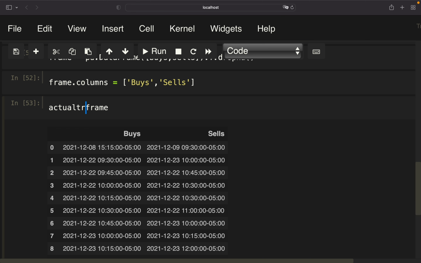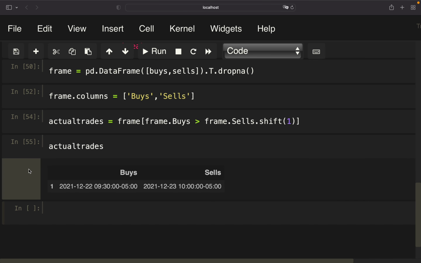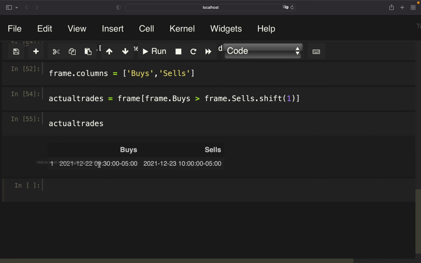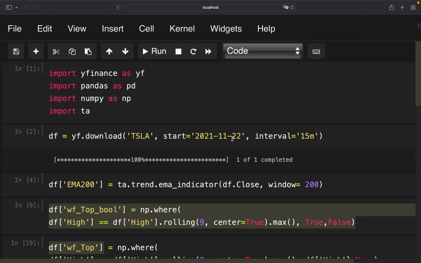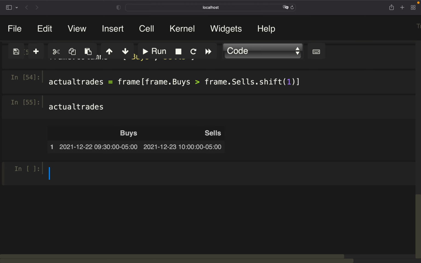I'm jumping over that real quickly because I've covered it in another video, essentially the exact same problem, which I will link in the video description. So I'm using my buys column and just checking if it's larger than my sells column shifted by one row. And with that, I'm getting my actual trades, which is just one trade, which seems to be not that much, but you have to see that this is just intraday data starting some days ago. All right, so I have my actual trades.